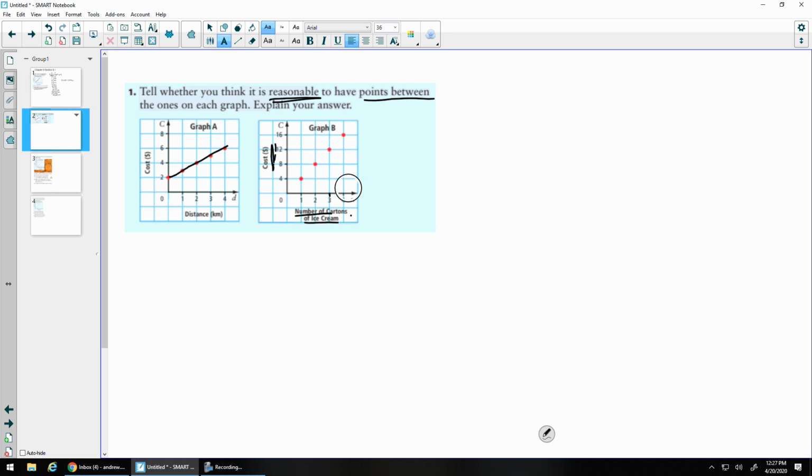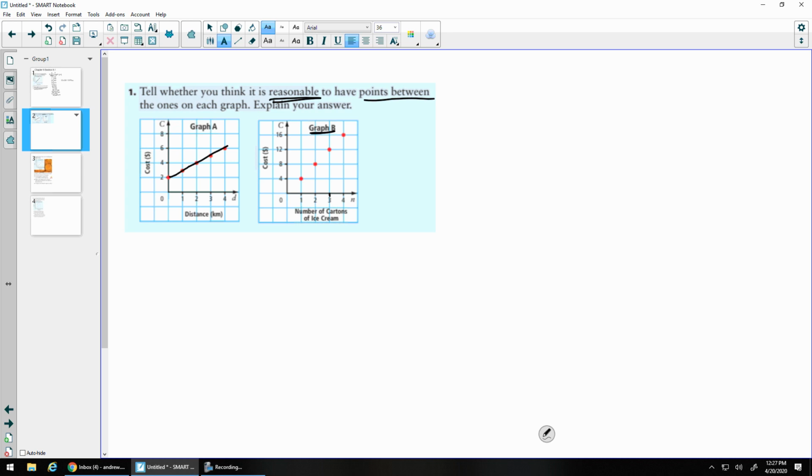So it doesn't make sense that you could have points in between here. Are you allowed to buy 1.5 cartons of ice cream? No, you cannot. They don't let you cut 1 in half and just pay for half of it. If you did that, you'd still have to pay for the whole thing. So in graph B, it doesn't make sense to have points in between.